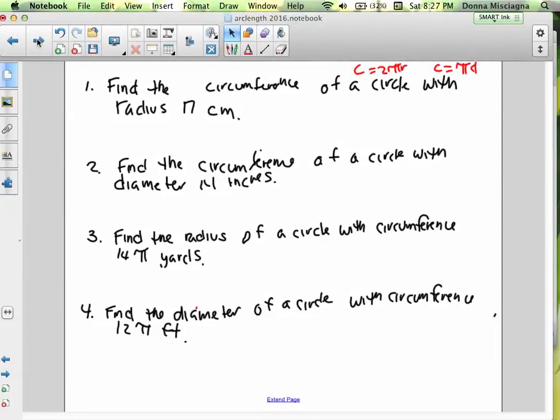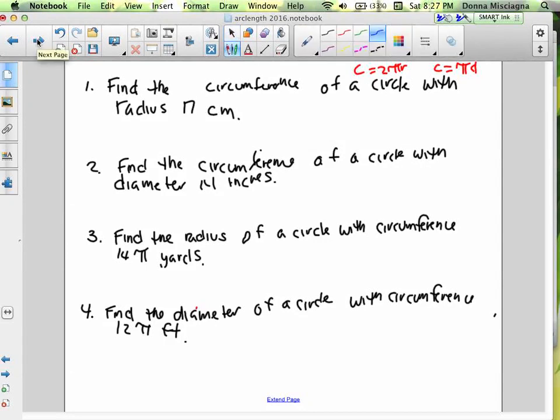These ones are in your notes. They're typed up nice in your notes. They're too small and pixelated if I try and blow them up, so I wrote them out. First of all, we want to find the circumference of a circle with a radius of 17 centimeters. The tape will pause so you can answer the question, and then I'll go over it in just a minute.